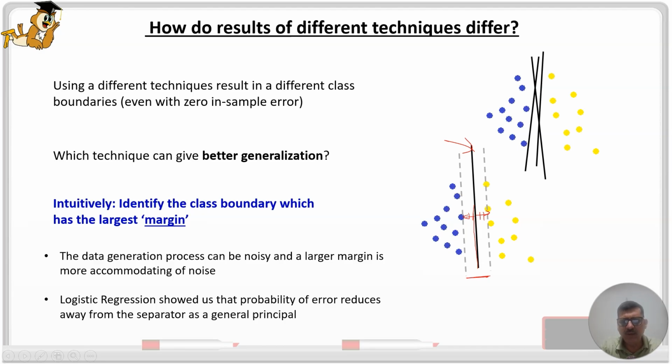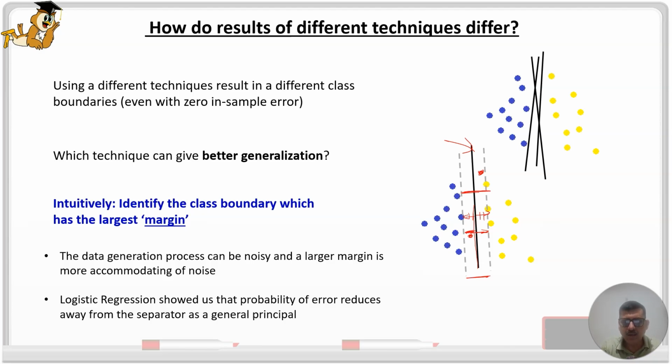Why does this intuitively make sense? Well, first of all, we know that the data generation process can be noisy, and a larger margin will naturally be more accommodating of the noise. So for example, if I was maximizing my margin, and let's say if a yellow point ended up over here, I would still classify it correctly. And let us say a blue point ended up over here, I would still end up classifying it correctly, because I have given adequate margin, the best possible margin on both sides. So therefore this is likely to generalize better.